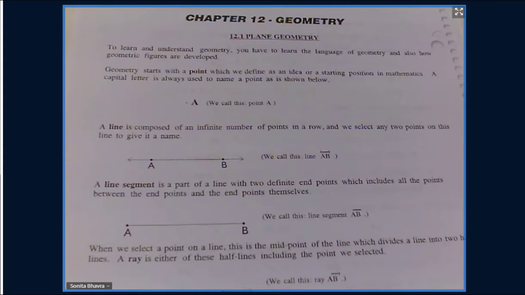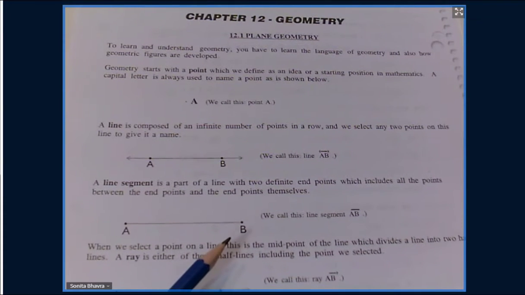All right, so for our geometry unit, we are going to start with plane geometry, which is looking at points and lines. So geometry starts with a point. So here we just have a point shown right here, and it's labeled A. So we would call this point A. All right, so it's like a starting position. And we always use a capital letter to name a point.